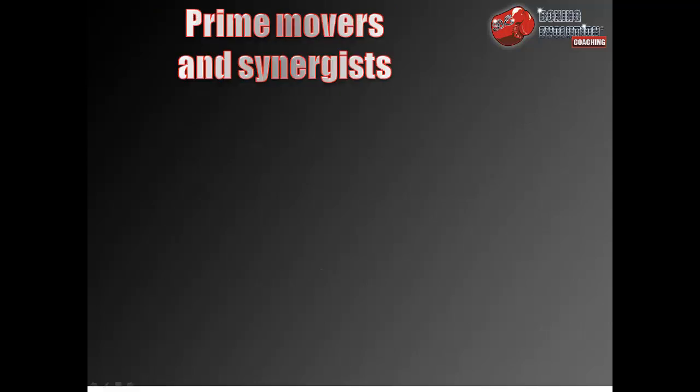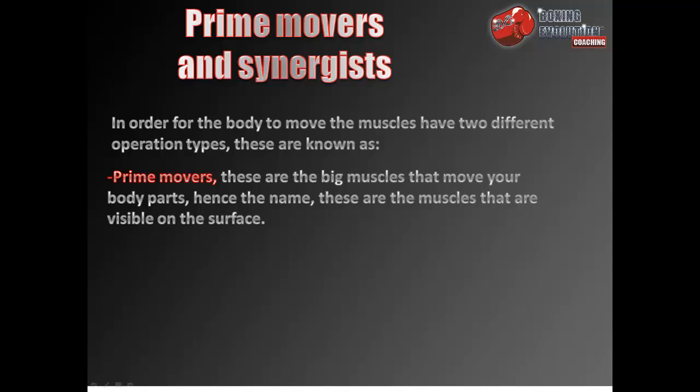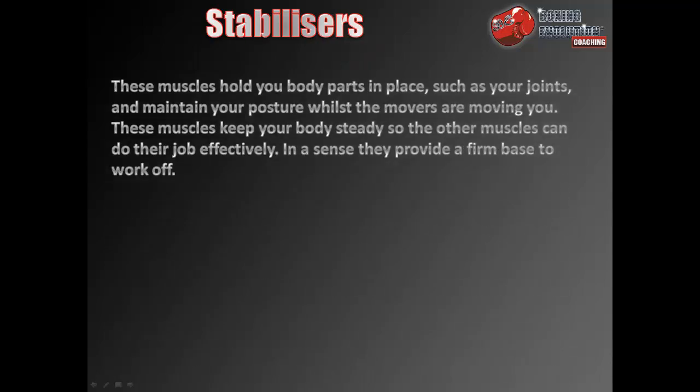Prime movers and synergists. In order for the body to move, the muscles have two different operation types. These are known as prime movers. These are the big muscles that move your body parts, hence the name. These are the muscles that are visible on the surface. Synergists. These muscles help the prime movers. Stabilizers. These muscles hold your body parts in place, such as your joints, and maintain your posture whilst the movers are moving you. These muscles keep your body steady so the other muscles can do their job effectively. In a sense, they provide a firm base to work off.